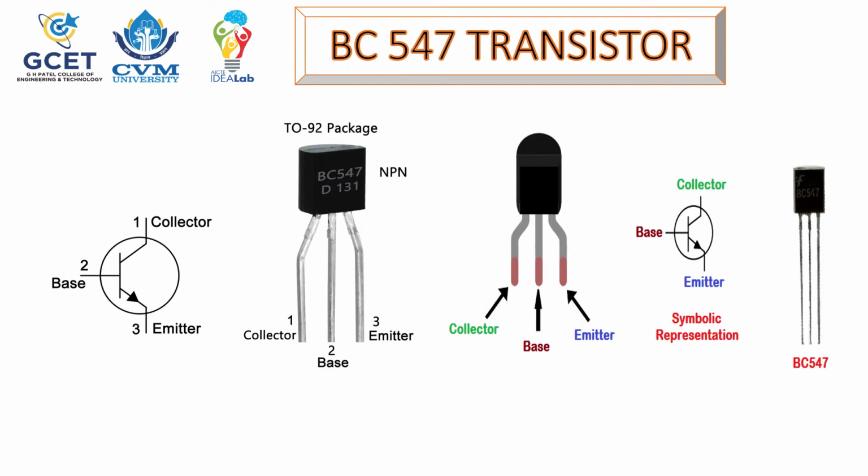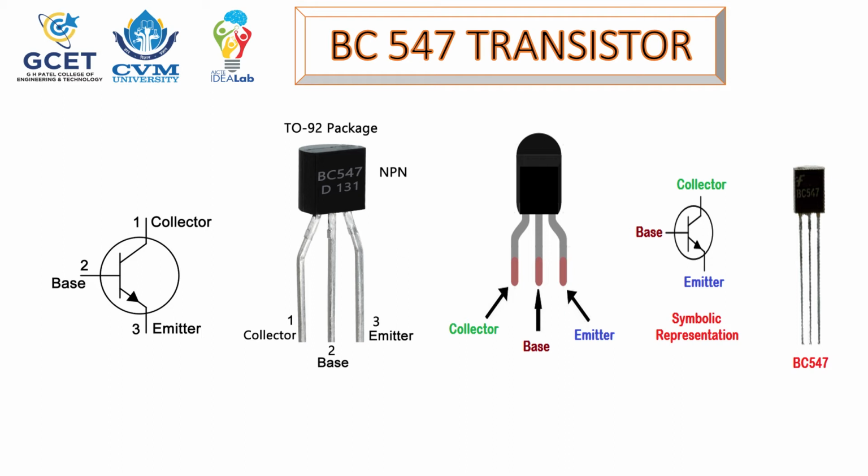BC547 transistor. Transistor stands for transfer of resistance. It is commonly used to amplify current. BC547 is an NPN bipolar junction transistor. A small current at its base controls large current at collector and emitter terminals. It is used for amplification and switching purposes.